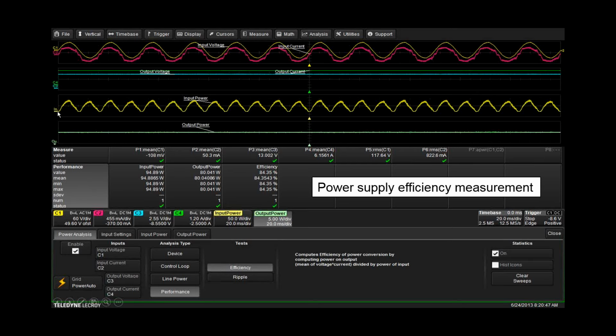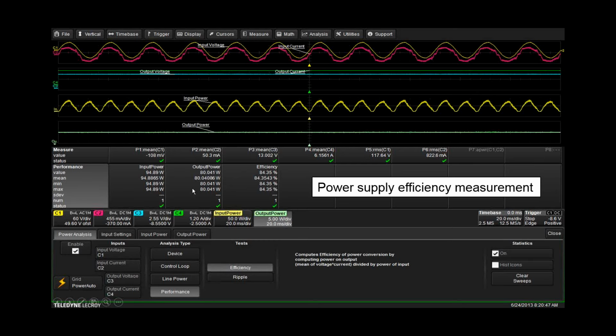And then, of course, we can calculate the power. So here's the input power and the output power. And if we divide those, then we can get the efficiency here. So we can see the calculated input power at around 95 watts and the output power around 80 watts, and that gives us an efficiency of somewhere around 84%.